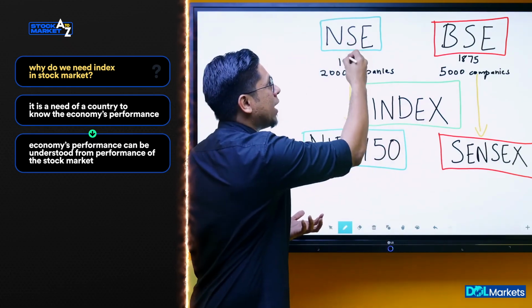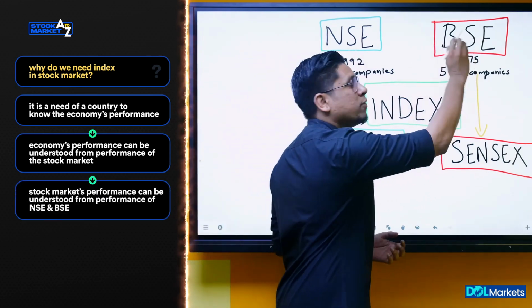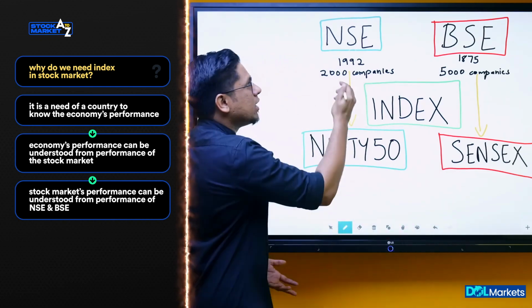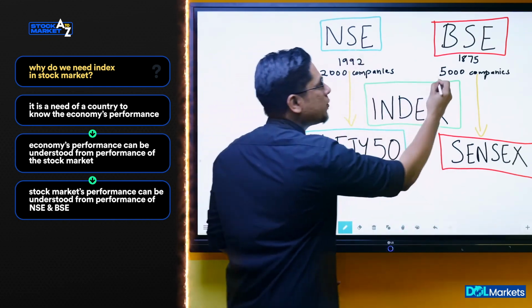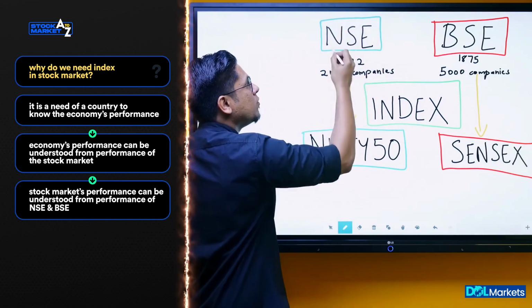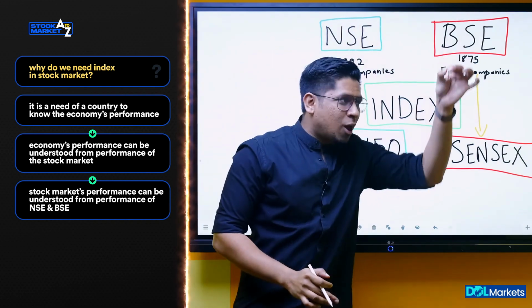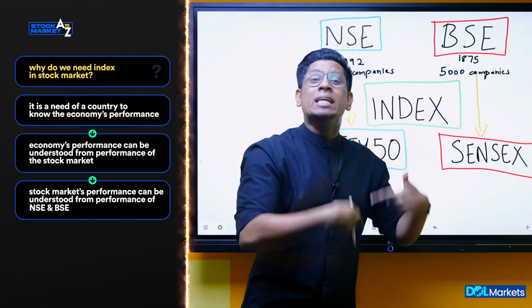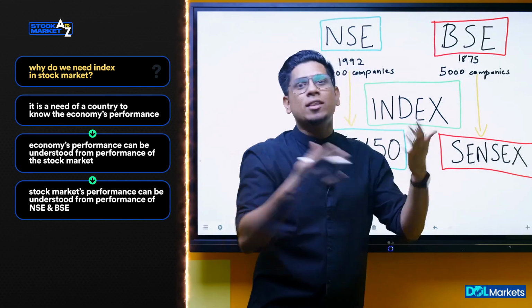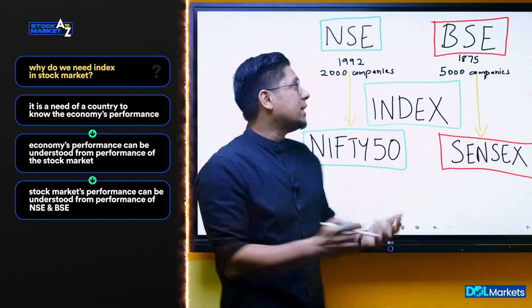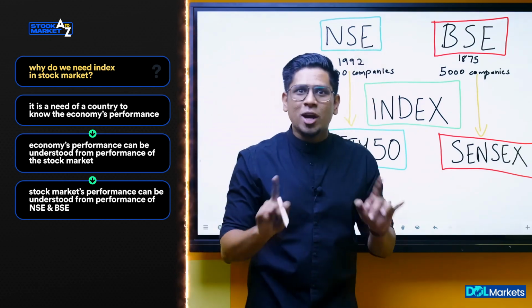How can we understand if NSE is doing well? How can we understand if BSE is doing well? How can we do that? So we just learned that there are 2,000 companies in NSE and there are 5,000 companies in BSE. So in order to understand if NSE is doing well, you can go into the 2,000 companies of NSE, learn about each of these companies, see if each of these companies is doing well. And then you can say that if the majority of these companies are doing well, NSE is doing well. Right? You can do that.